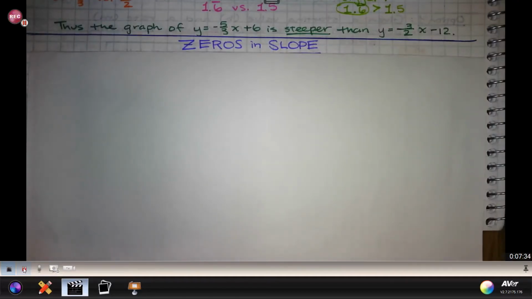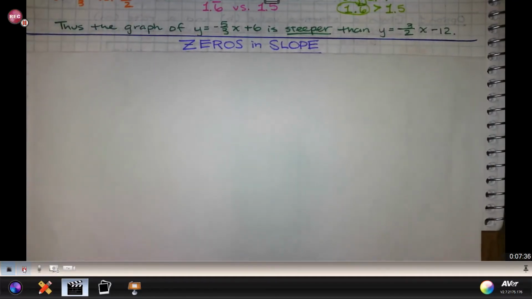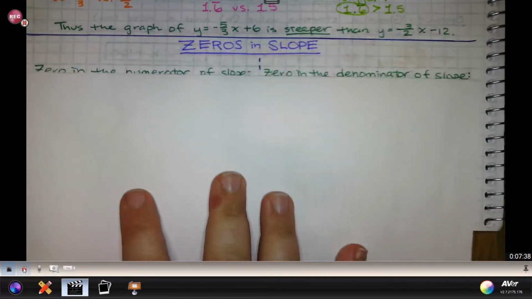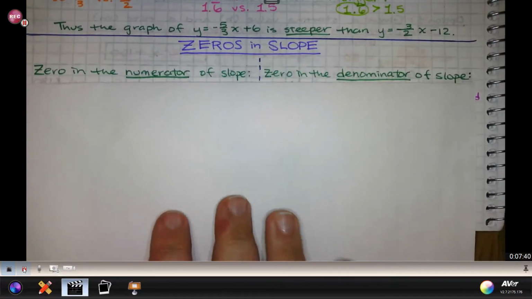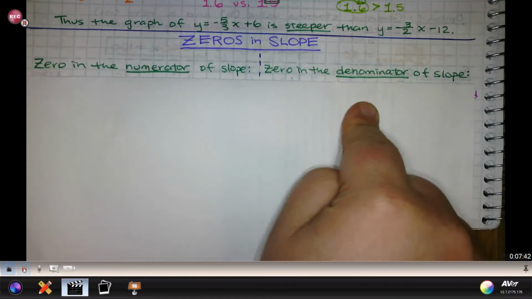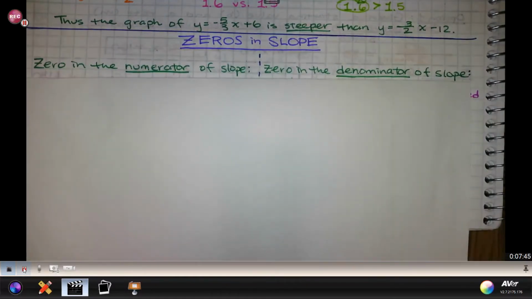Okay, the last part here is about zeros and the slope. So there's two options. Either 0 is in the numerator of the slope or 0 is in the denominator. Now, you're thinking fraction. Well, yes, because remember, slope is really just rate of change, and rate of change is a ratio. Either change in y over change in x, change in dependent over change in independent, rise over run. It's always boiled down to a fraction. So those are the options, numerator or denominator.